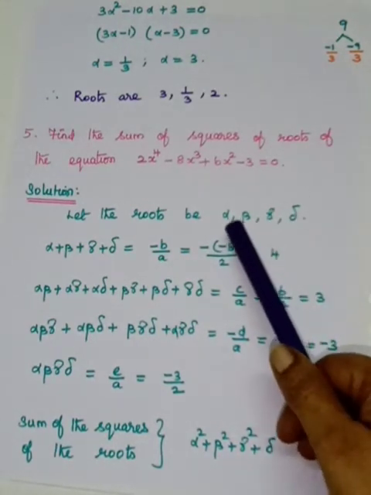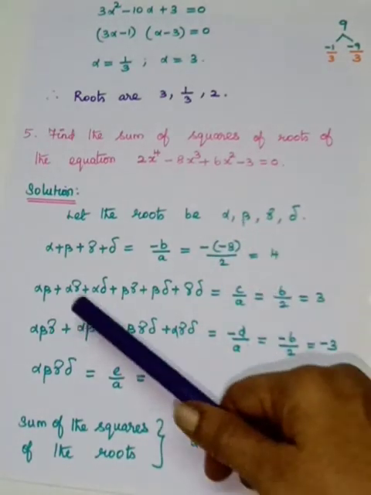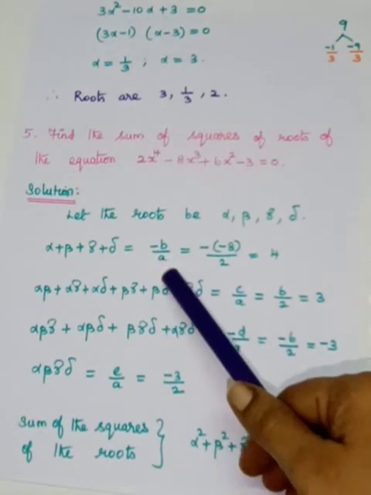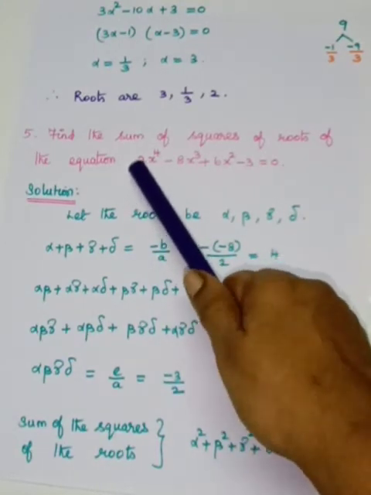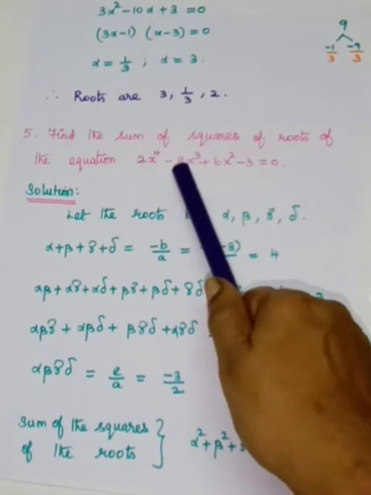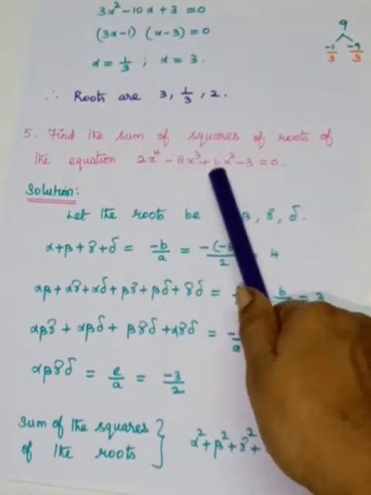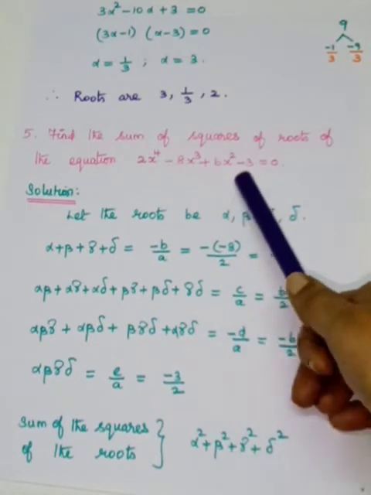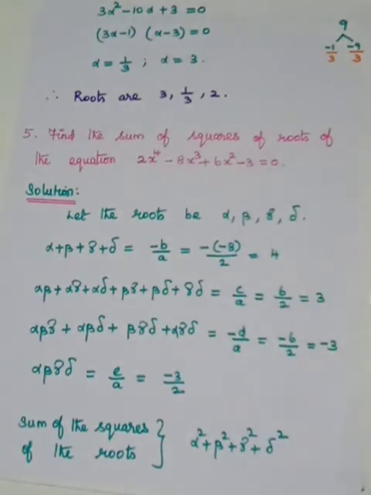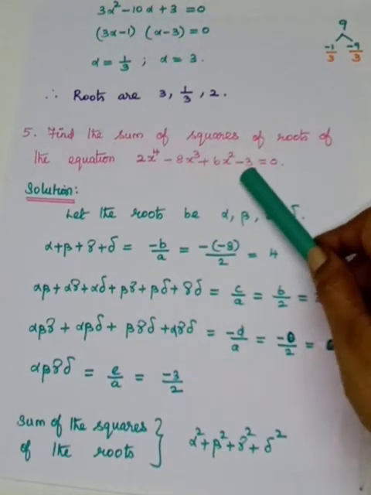First you are going for the sum of the roots taken one at a time. So what is the formula? Minus b by a. What is a? It's the coefficient of x power 4. This is a, the coefficient of x cube is b, the coefficient of x squared is c, and the x coefficient is d. The constant is minus 3, that is e.